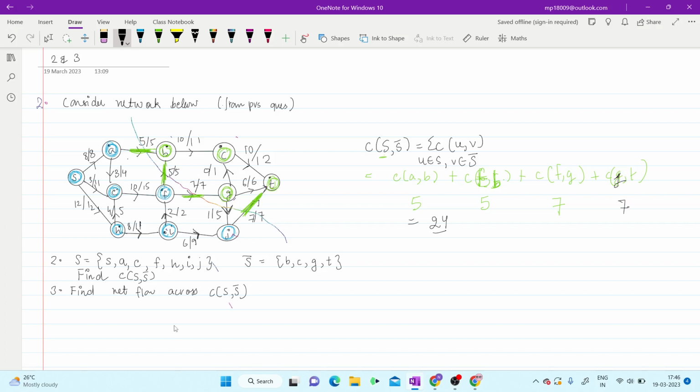Okay, so we have done this. Now how do we find the net flow? Who will tell the net flow?